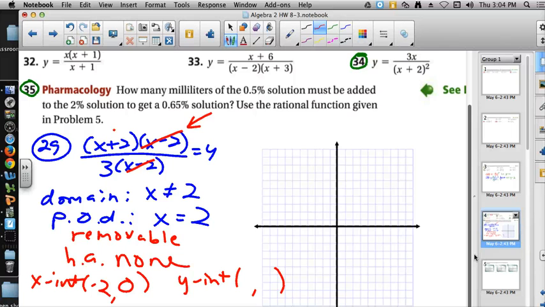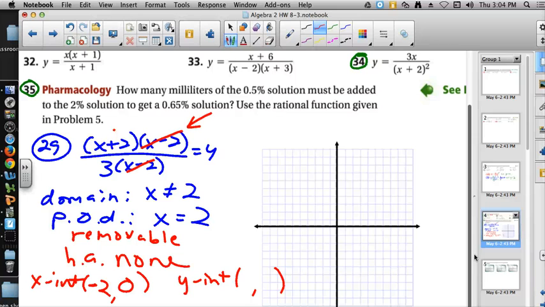Now notice we have already canceled out that x minus 2, and that means that's not in our domain. So you might be thinking, hey, I should put negative 2, 0 and 2, 0 down, but remember, 2 is not in the domain of this function. It does not exist there.